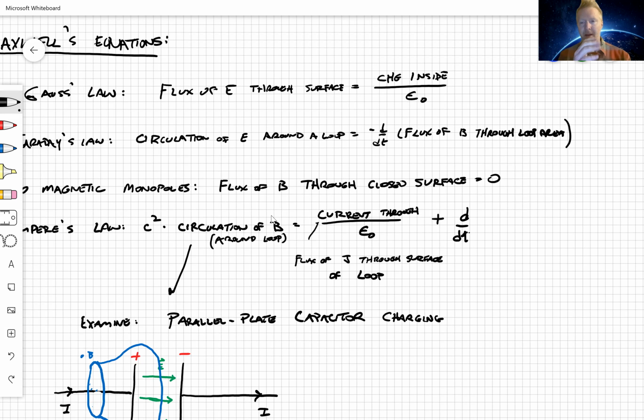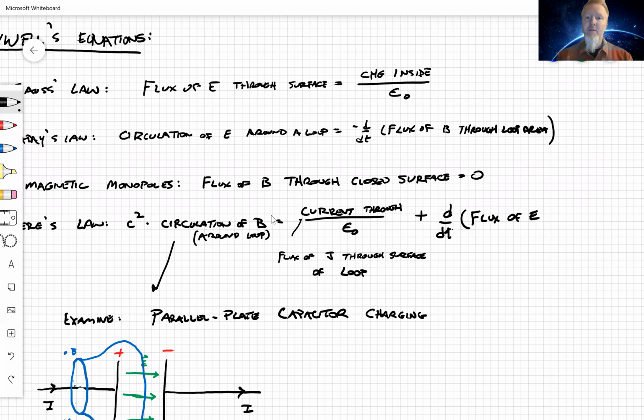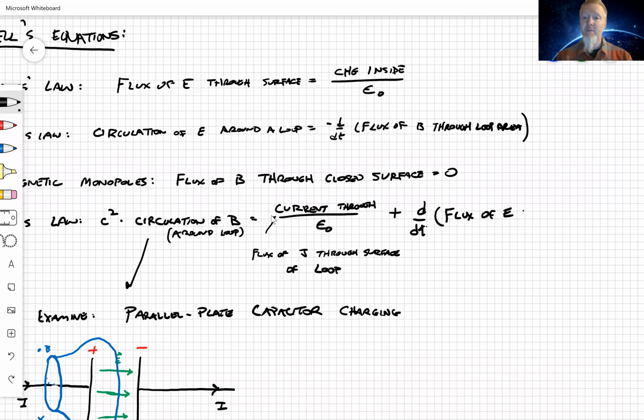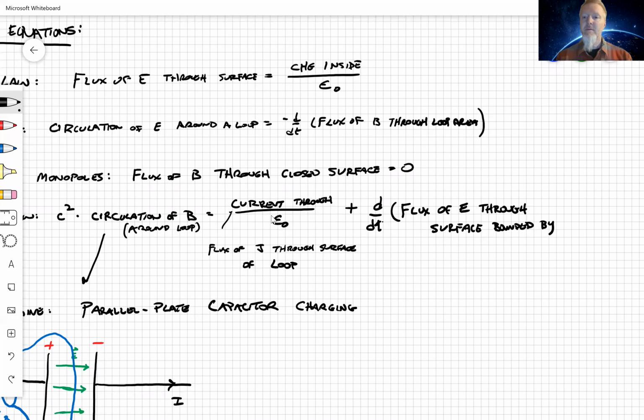At that time, there were about 15 to 20 different rules about electricity and magnetism. Maxwell synthesized them and brought them into 4. And he said, this is what they are. And he added this term right here, d by dt, flux of E through the surface, same surface, right? The one that's bounded by the loop. Okay, so he added that term. This is due to Maxwell.